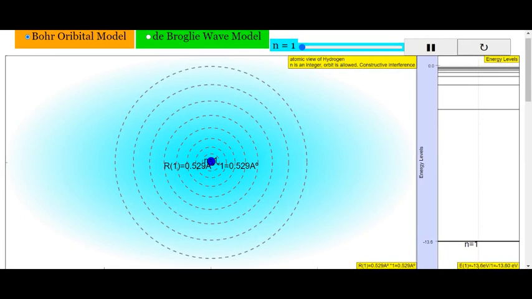So we had derived that if the electron is in the first orbit, n equals 1, how much energy does it have? Minus 13.6 electron volt.